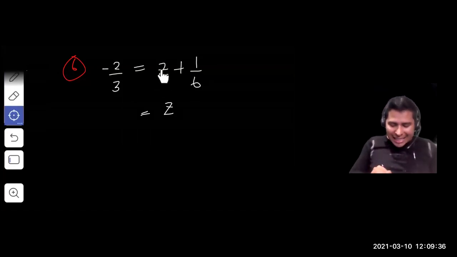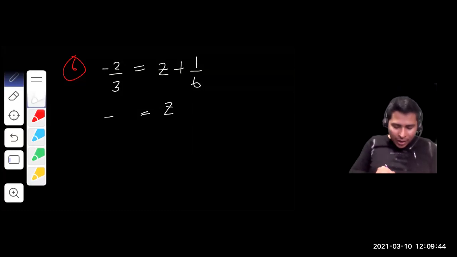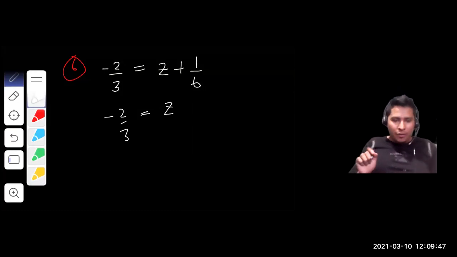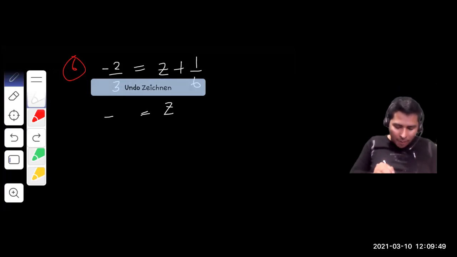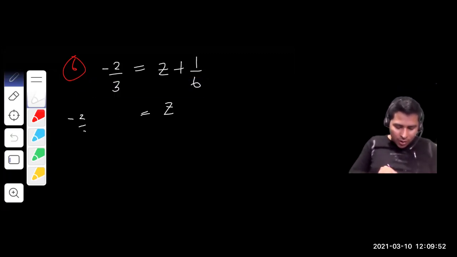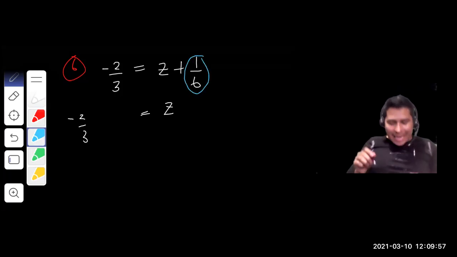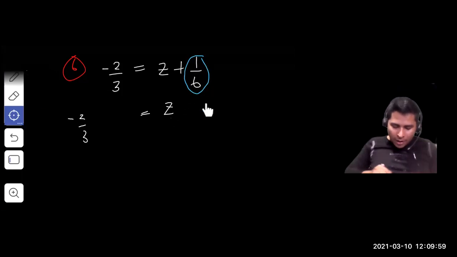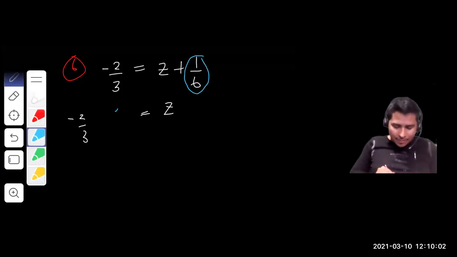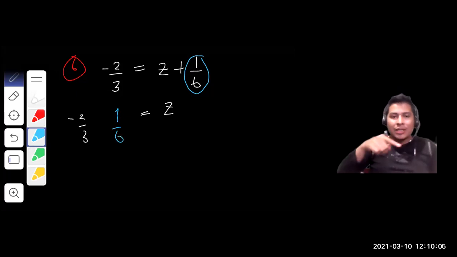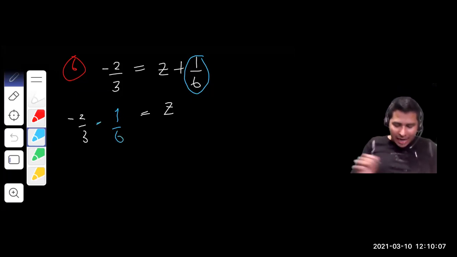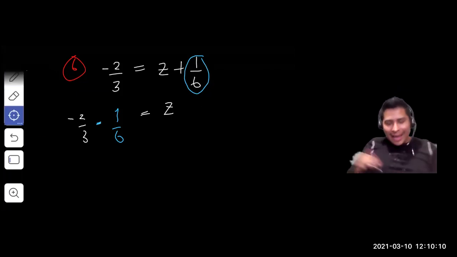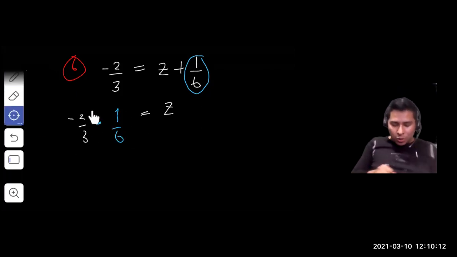In order to get that Z alone, this 2/3, guys, is not pissing you off. Let us copy that negative 2/3. What is pissing me off actually is this positive 1/6. I need the Z to be alone here. I'm gonna move it. It is positive 1/6, and on the other side it's gonna be negative 1/6. Just like that, and Z is alone. But you need to solve this.